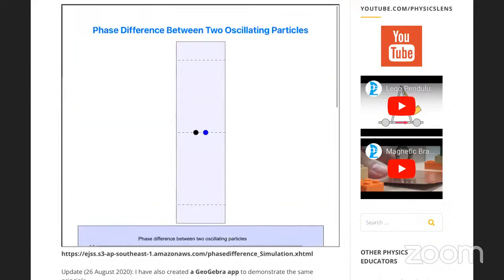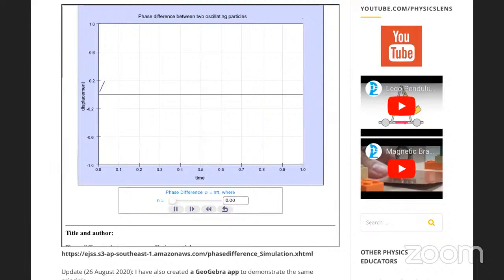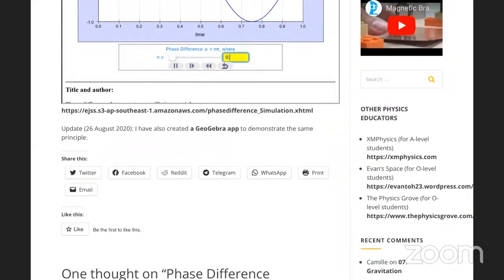So these two particles here, this graph is for phase difference of 0. Somebody screenshot that. By the way, you'll see the graph. Yes, okay, good. Screenshot that. That's the phase difference of 0. Now, let's go to 0.5.